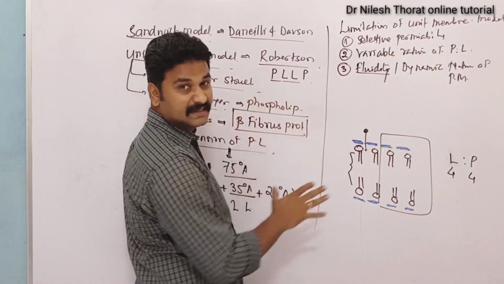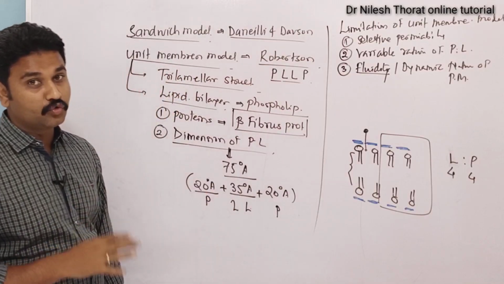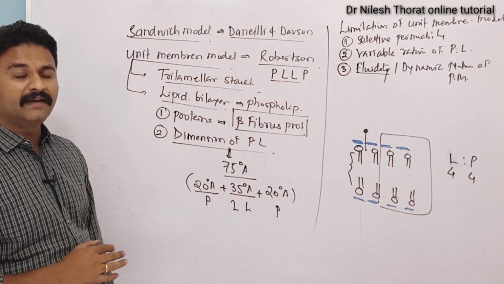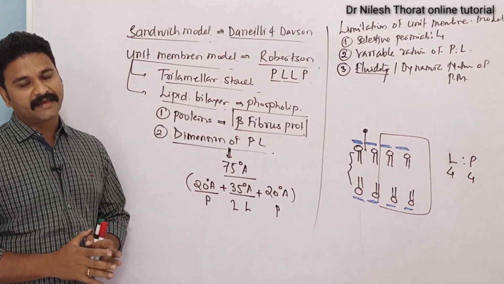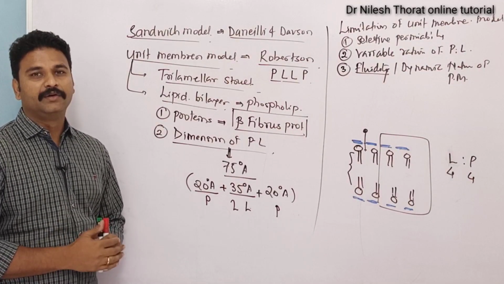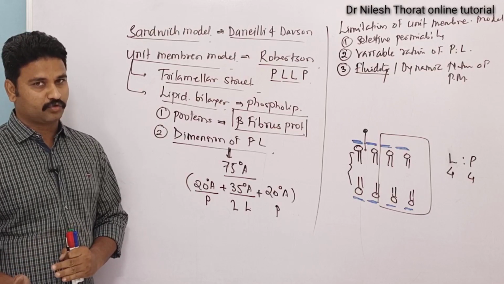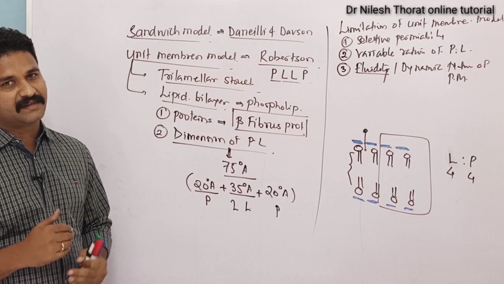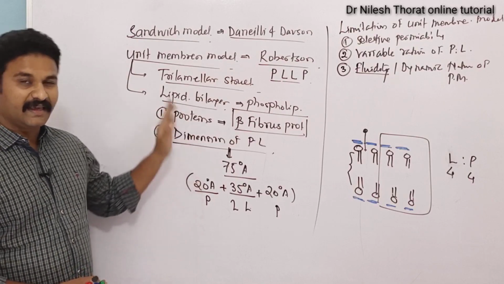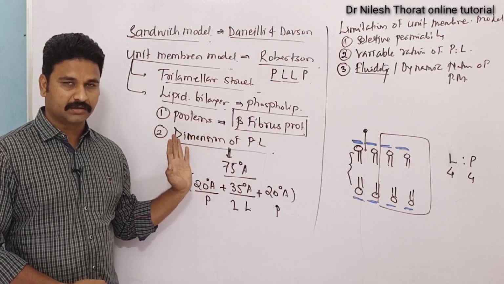And these are the 3 reasons due to which these 2 models failed. Basically they failed because at that time they did not know the actual structure of the plasma membrane due to the limitation of the electron microscope. इलेक्ट्रॉन माइक्रोस्कोप ही नहीं था और इसलिए उनको प्लाज्मा मेम्ब्रेन का एग्जैक्ट स्ट्रक्चर ही पता नहीं चला. व्हाट दे हैज प्रपोज्ड आर द हाइपोथेसिस.